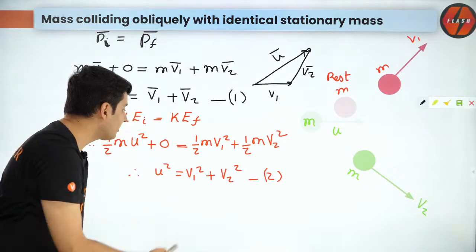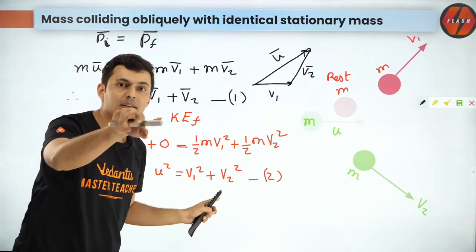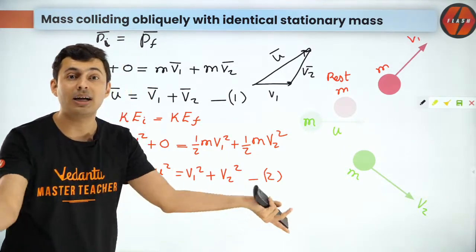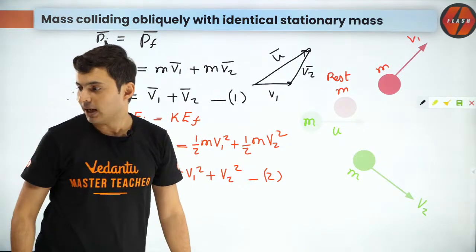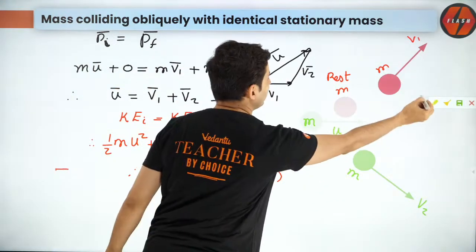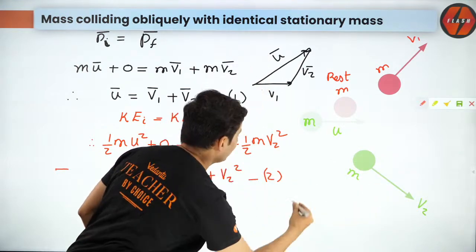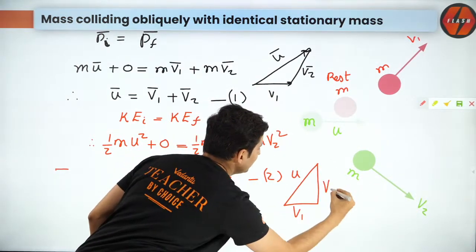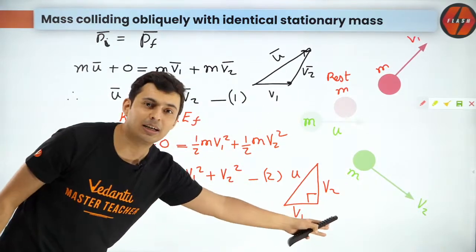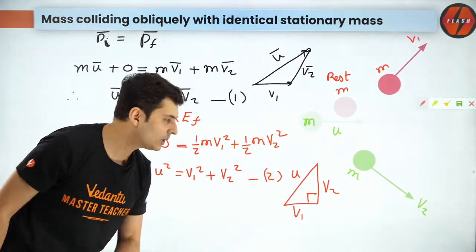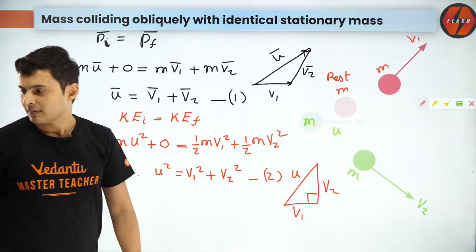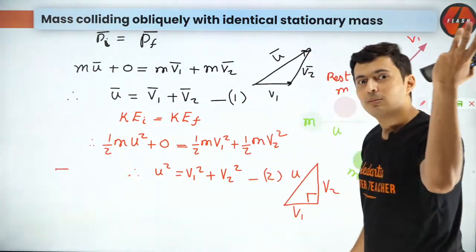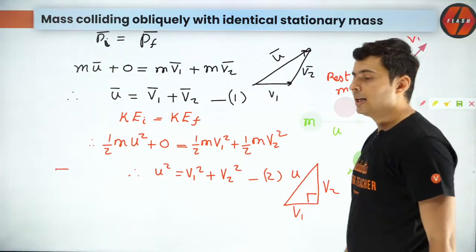But what does this next line tell you? U square is V1 square plus V2 square. That means what? Pythagoras. So what is Pythagoras about? Perpendicular. So this is U, this is V1, this is V2. Did I not prove V1 is perpendicular to V2? Did I prove that? Yes or no? Done. The job is done. The proof is done.